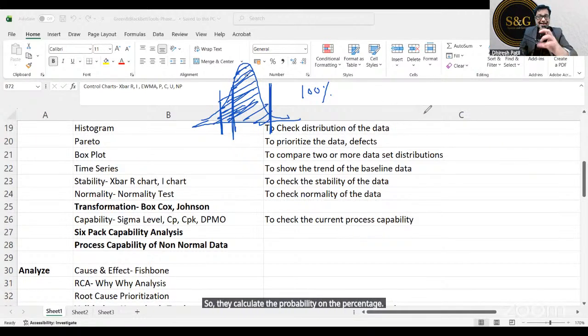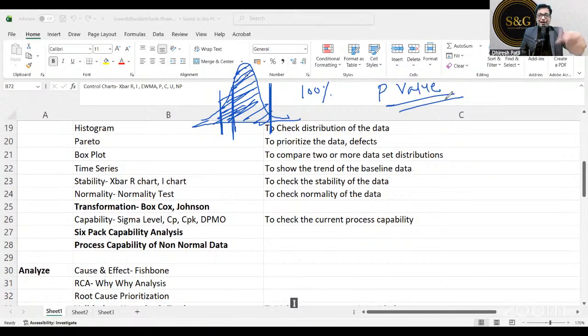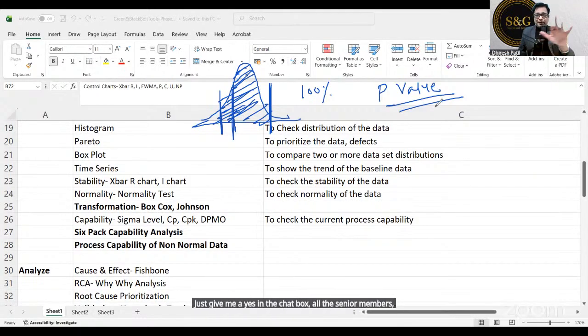Okay, the senior members, they would have learnt about p-value, right? How many of you know p-value? I frequently speak about p-value, right? Just give me yes in the chat box. All the senior members, the new members may not be aware of this. No, this is not percentile. This is a probability value. Percentile is different. Probability value is different.